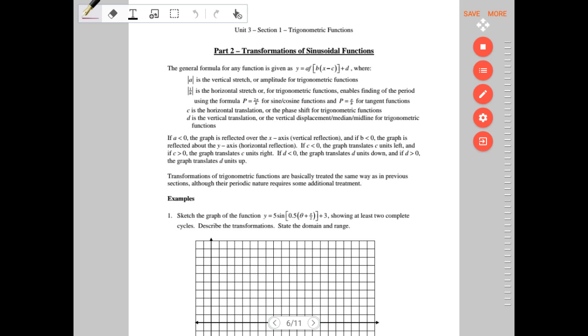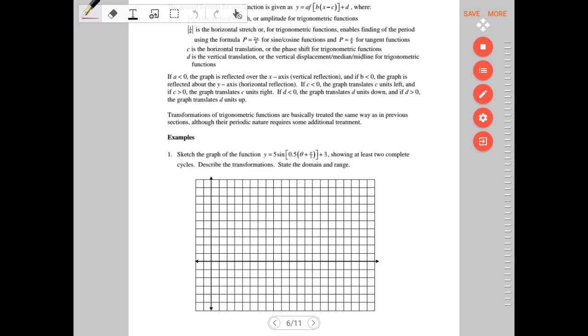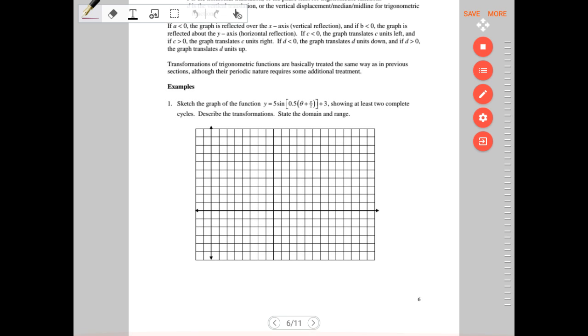If c is less than 0, the graph translates c units left. So again, if c is negative, it's left, and if c is positive or greater than 0, it translates to the right. If d is negative, it translates down, and if d is positive, the graph translates up. Transformations of trig functions are basically treated the same way as before, but their periodic nature requires a little additional thought. Okay, so I'm going to give you an example here.